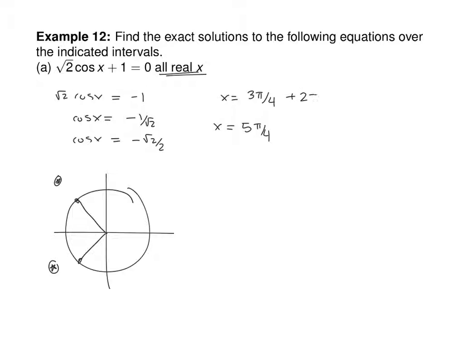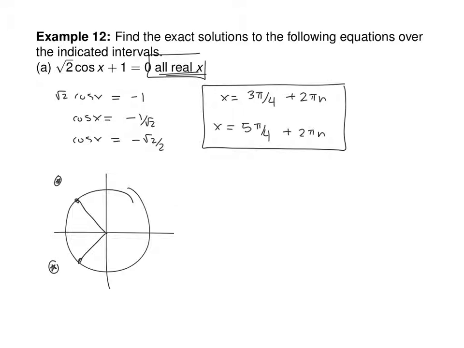2 pi n, where n stands for an integer. That means you can go 3 pi over 4 plus around the unit circle once or twice or 4, 3, 7, 12 times, or negative times as well, going backwards. So if you need all real x, you're going to have that plus 2 pi n. I'll give you most of the credit for knowing 3 pi over 4 and 5 pi over 4 and just spacing out the rest of it, but I will be checking to see if you know that.